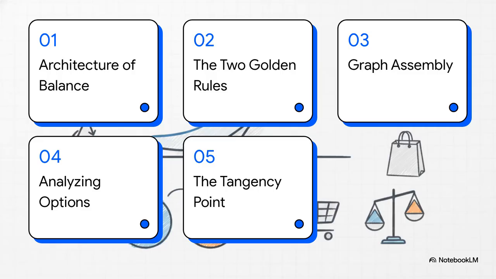Okay, let's dive into this. Here's our roadmap for the masterclass. First, the architecture of balance. Second, the two golden rules. Third, graph assembly. Fourth, analyzing the options. And finally, the big payoff, the tangency point winner.